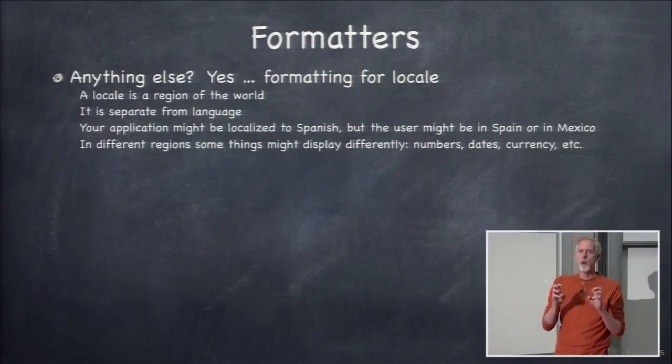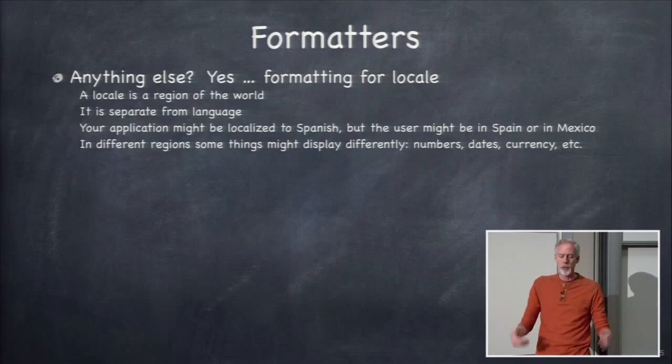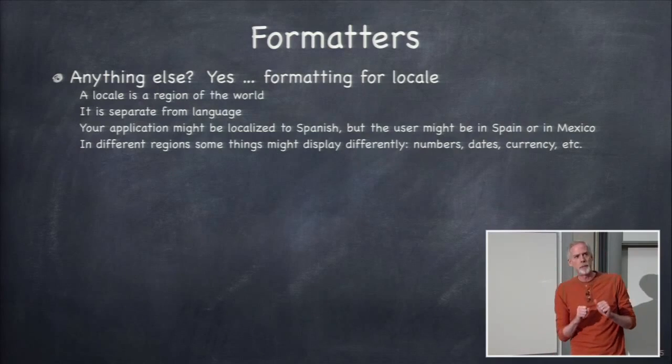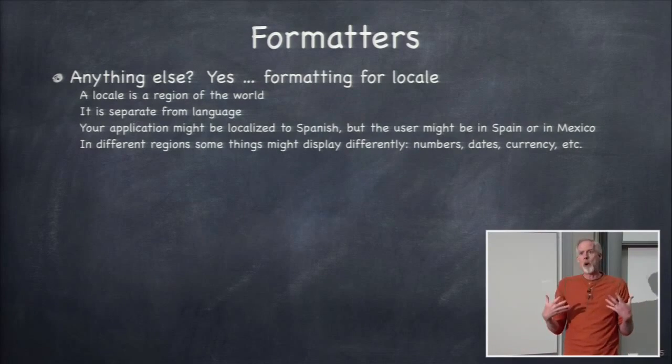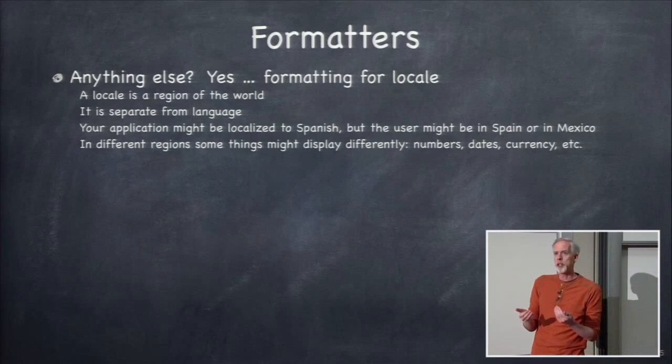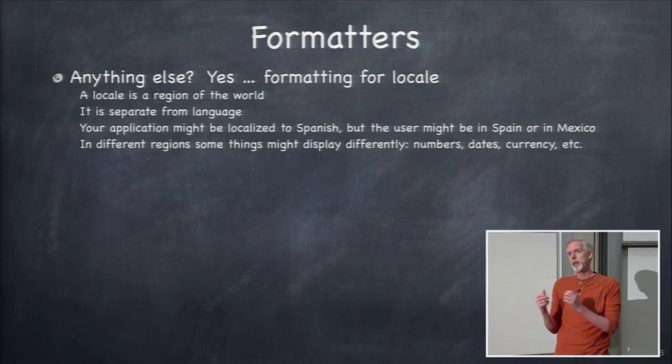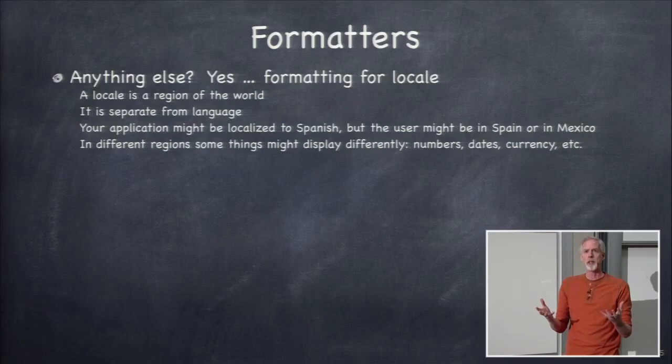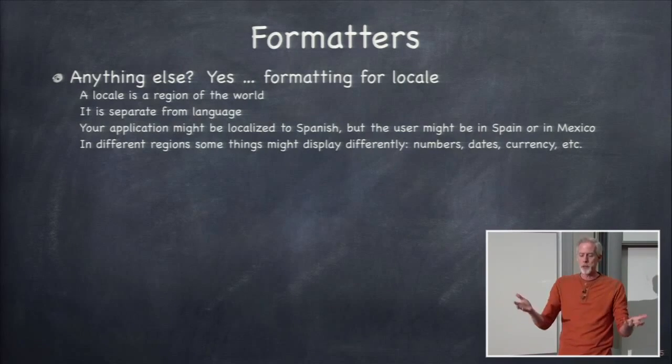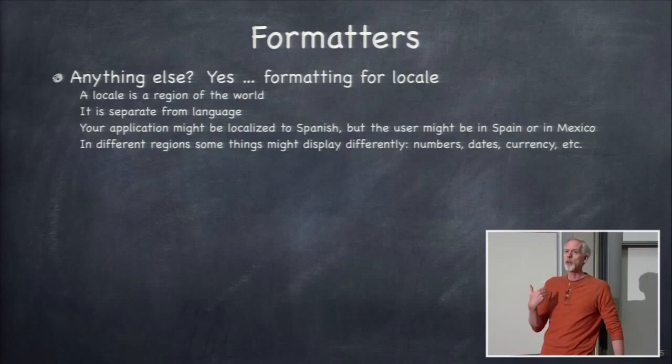Now let's talk about formatters. Formatters work based on a locale. There's really two parts of what makes something localized. One is the language, Japanese or French or whatever, but the other is the locale. And the locale is where in the world you are, essentially. So your language might be Spanish, but maybe you're in Mexico, or maybe you're in Spain, or some other part of the world that speaks Spanish. So you would have a different locale, Mexico or Spain, than your language, which might be Spanish. So the formatters are going to format things, numbers and dates and currencies, based on your locale.